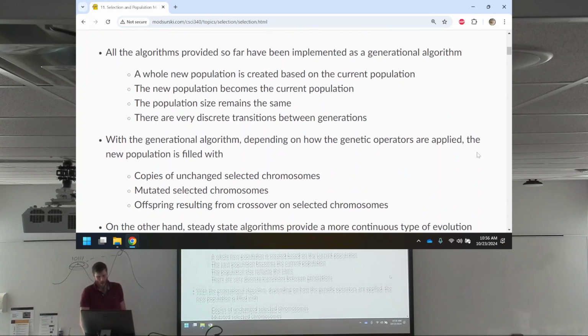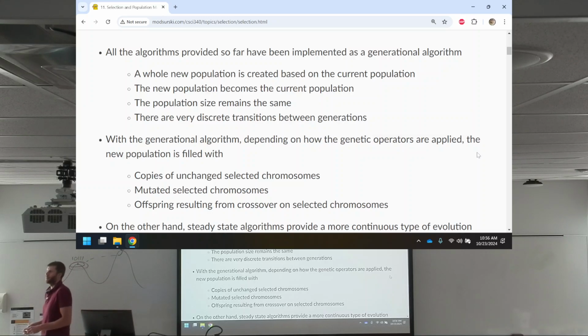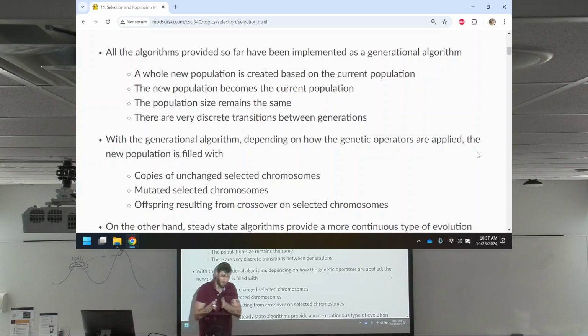So all algorithms provided have been implemented as a genetic algorithm. The whole population is created, a generational algorithm, pardon me. The whole population is created based on the current population. The new population becomes the current population. The population size remains the same. And there are very discrete gaps in each generation. It's very discrete.